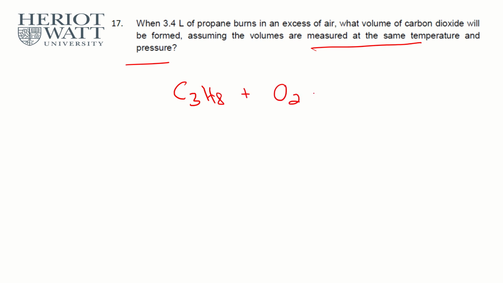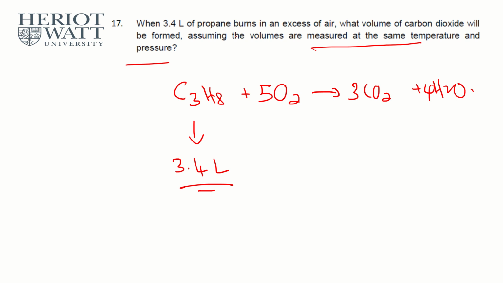You add oxygen, you get carbon dioxide and water. This is a combustion equation, and then you balance it. You will get 3 carbon dioxide, 4 water, and 5 oxygens. So if I'm burning 3.4 liters of propane in excess air, so this one is in excess. This is LR. If this is LR, it means the 3.4 liters will be fully burned and converted into carbon dioxide and water. Make sense? So they want the volume of carbon dioxide.